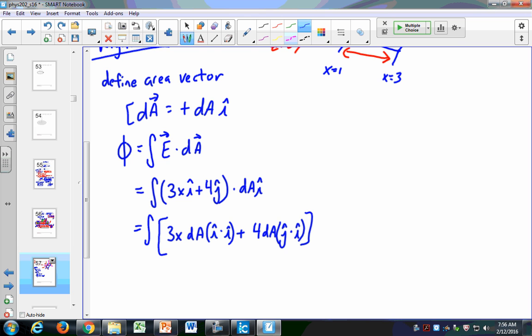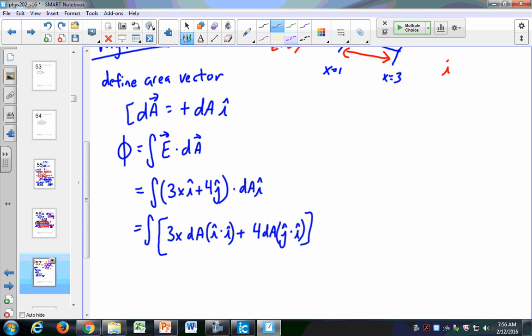I want to know the integral of that. Now, you could expand this integral and say the integral of this plus the integral of this, and we would do that, except we know that one of these terms goes to 0. Let's return to our dot products.